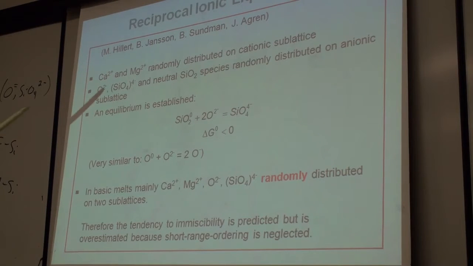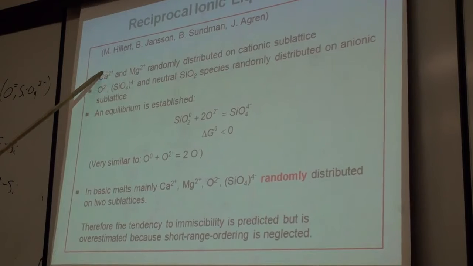Anyway, in equilibrium, calcium and magnesium are randomly distributed on the cationic sublattice. Oxygen ions, orthosilicates, and neutral silica species, because they want to go beyond the orthosilicate, they want to go all the way to the top, are randomly distributed on the anionic sublattice. So right away, this is a very artificial model.